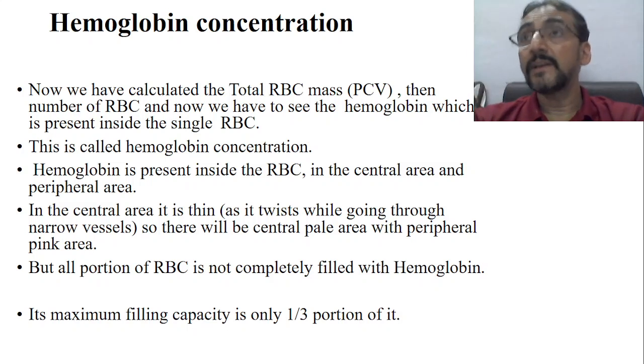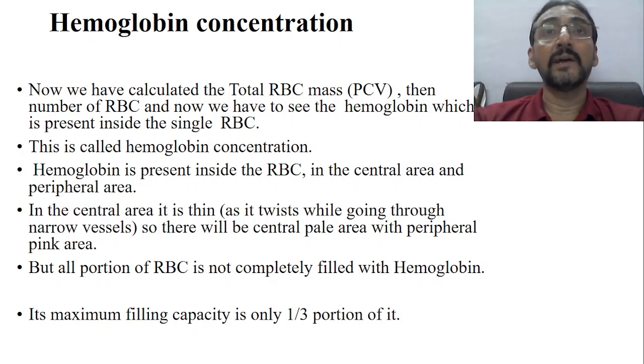So one, we have to look at the PCV, and second, the red cell count. How do we see the red cell count? We know that 1 ml contains 5 millions. Okay, that's the red cell count. 1 ml of the blood contains 5 millions of RBC. Red cell count हो गया.